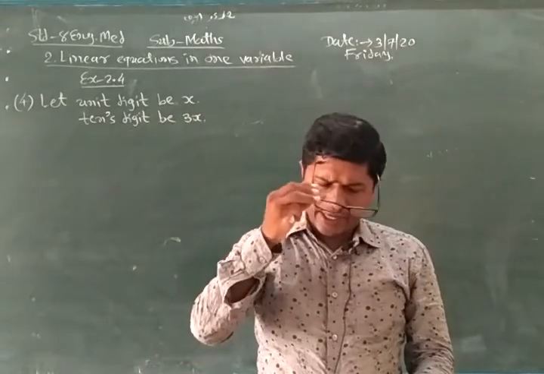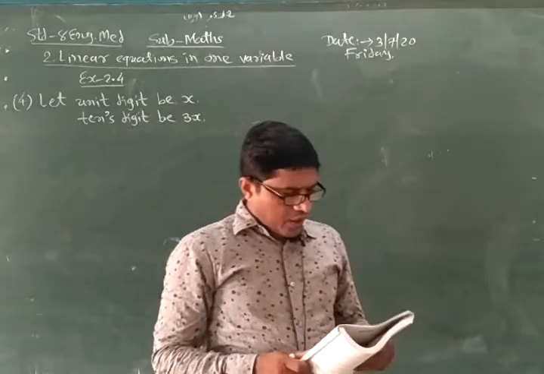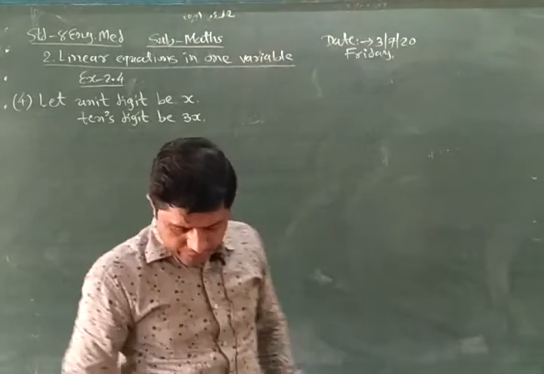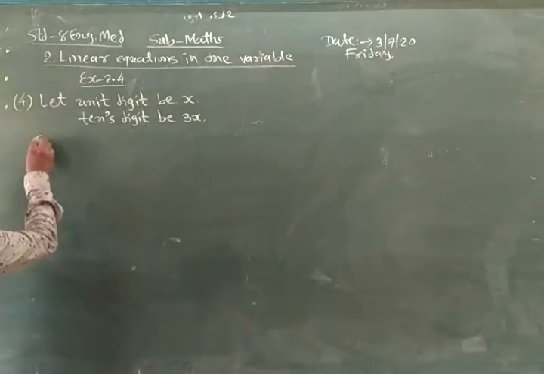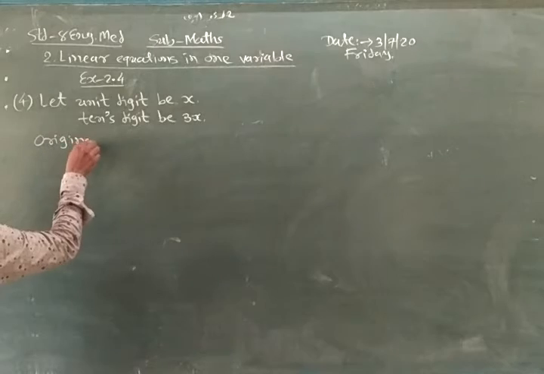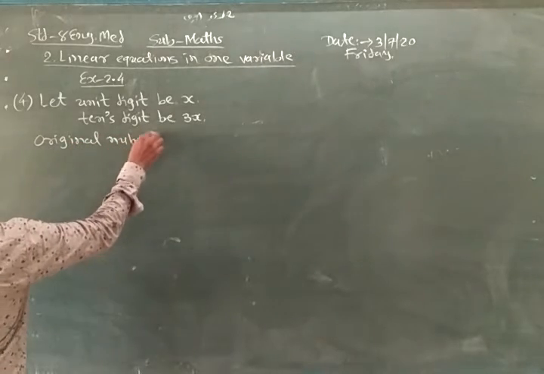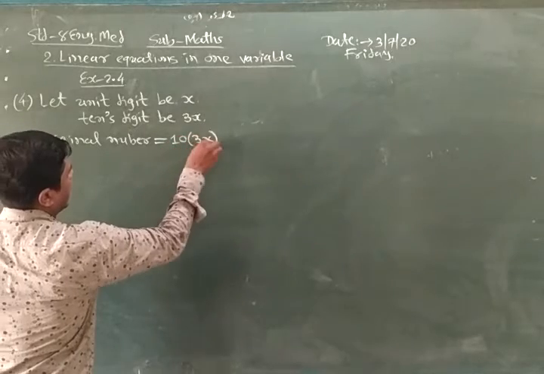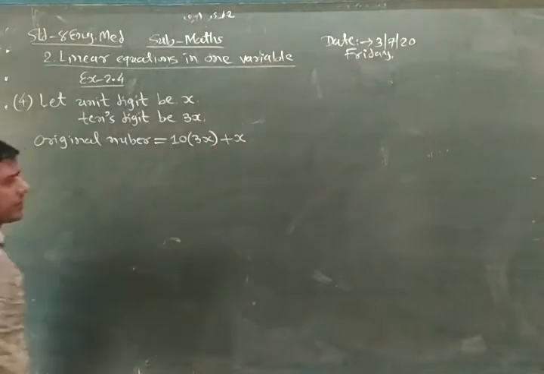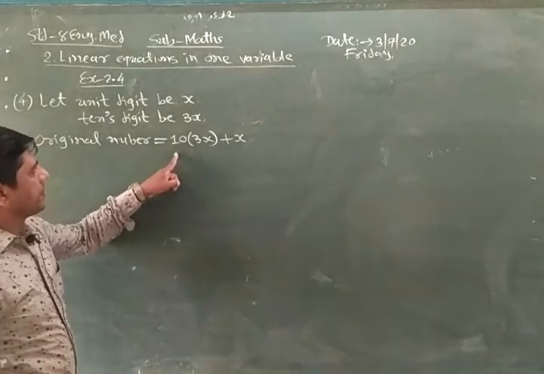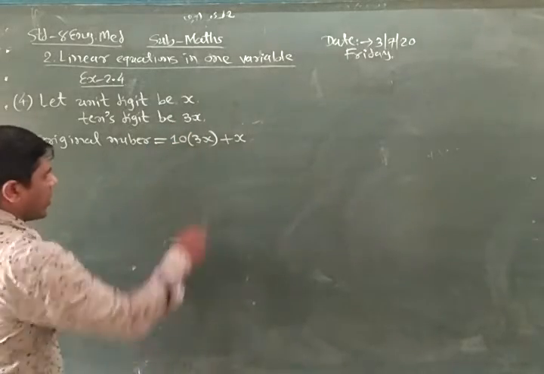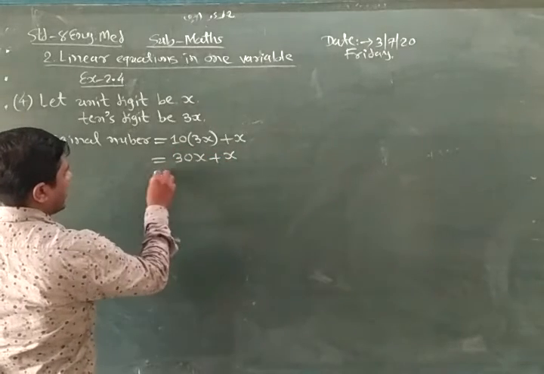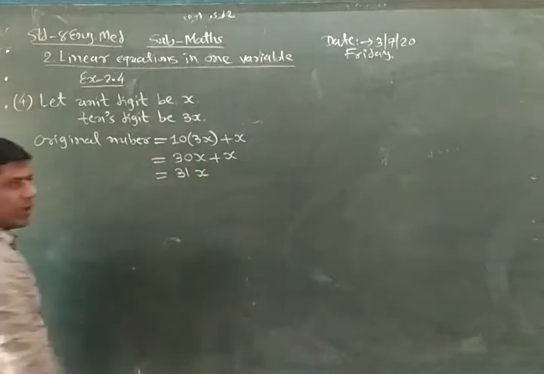Now in the second line of the question, if you interchange the number, first we take the original number. Tens multiplied by 10, and the unit digit is added here. Tens means multiply by 10, and the unit digit stays the same, only for addition. 10 times 3x is 30x, plus x, so 31x.